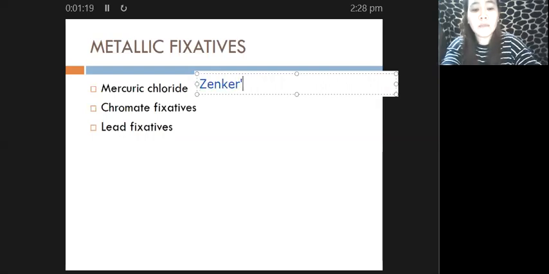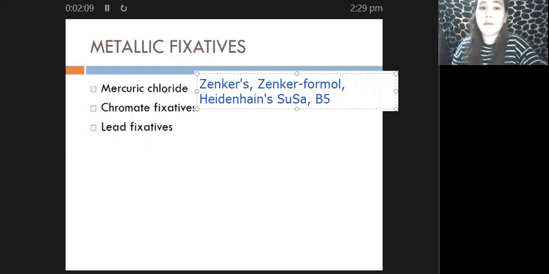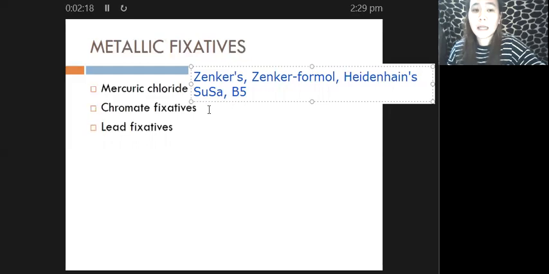Just like what I have mentioned in my previous discussions, how would you know that a particular fixative contains mercury chloride? Of course, you look for the terms Zenker, sublimate, and corrosive. Those terms will give you a clue that a particular fixative contains mercury chloride. Under your mercury chloride metallic fixatives, what are the different formulations? We have your Zenker's, Zenker-formol, Heidenhain's Susa, and lastly, the B5 fixative. So these are the different mercury chloride formulations that we use in the laboratory.